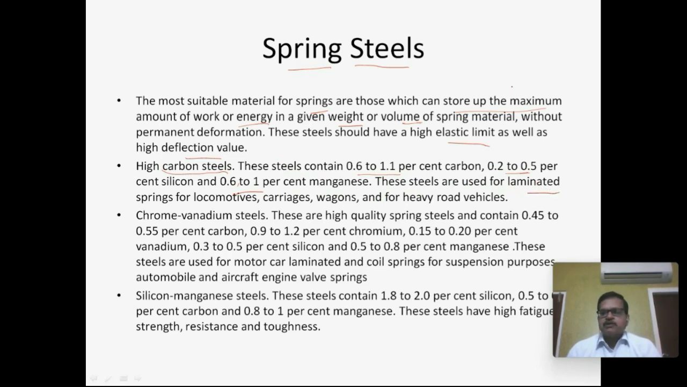Laminated springs means the springs which are like this: several plates put one over the other, and load is applied here, and this is placed on the axle. When the load is applied, they will be deflected like this, thereby absorbing energy. When load is taken off, they come back to their original state. So laminated means several plates placed one over the other.